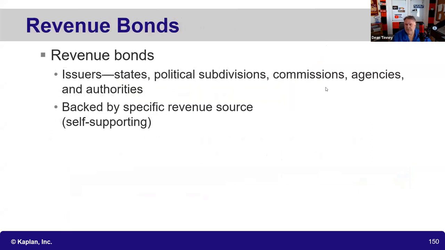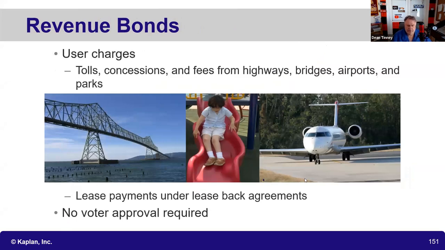Revenue bonds, test question, are backed by user fees. So anything that we can have a user fee for can be supported by a revenue bond. So here we go, right? A bridge: if you don't use the bridge, you don't pay for the bridge. We can charge people to use the park. We can charge people to use the airport. We can have a lease payment or a lease back agreement. So what we mean here is the municipality could agree to lease the facility and the lease payments would pay interest and principal. No voter approval is required. That is testable. GOs require voter approval. Revenue bonds do not.